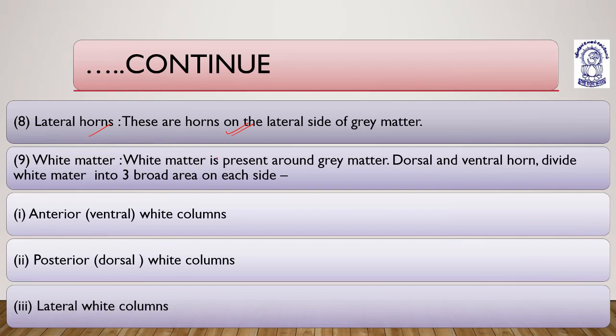Then white matter. White matter is present around grey matter. Dorsal and ventral horn divide white matter into three broad areas: anterior or ventral white columns, posterior dorsal white columns, and lateral white columns.